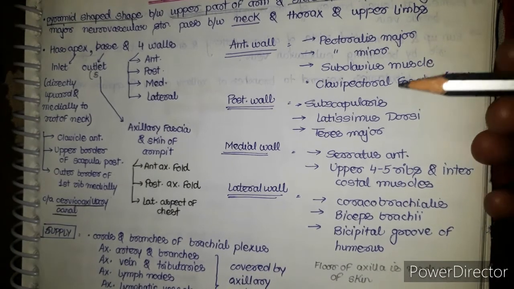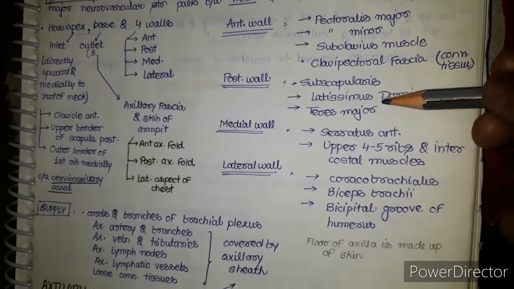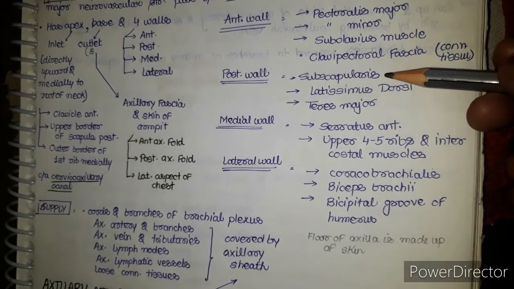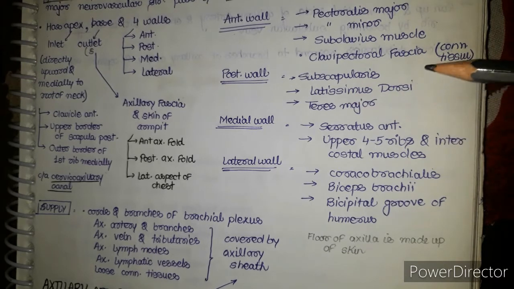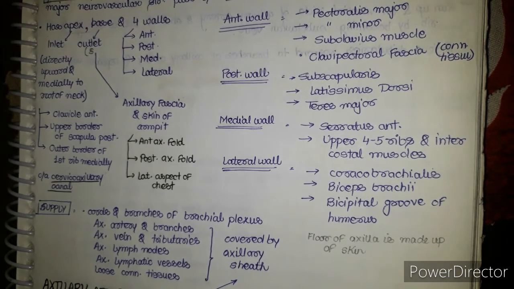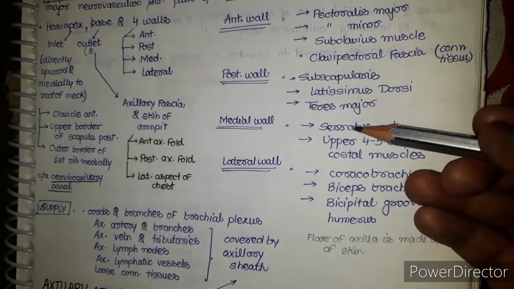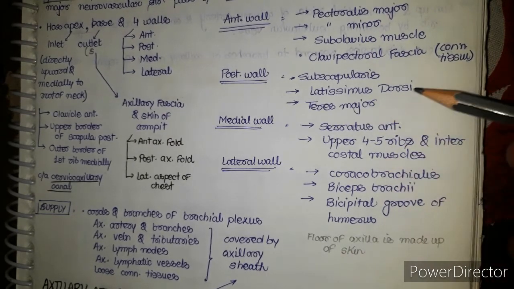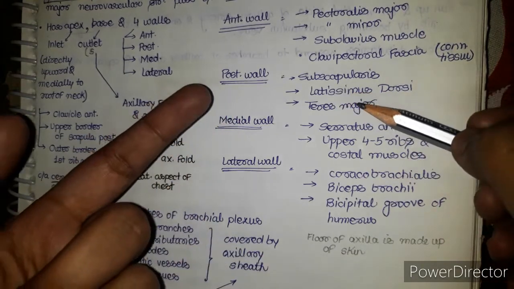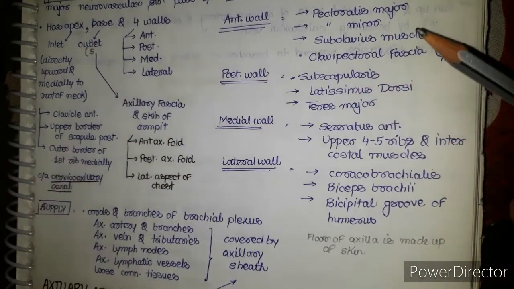Okay, now come to the posterior wall. Posterior wall is made by subscapularis muscle, which is a muscle of scapula, latissimus dorsi, which is present on the inferior angle of scapula. I have told you, you can go and check out my previous video of scapula, you can get it easily. Then the third muscle is teres major, which is present on the medial border of the scapula, and which here makes the posterior wall of the axilla.